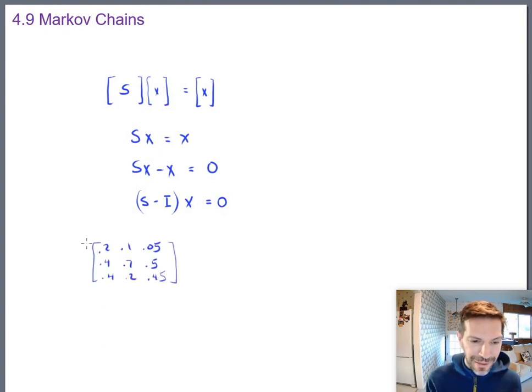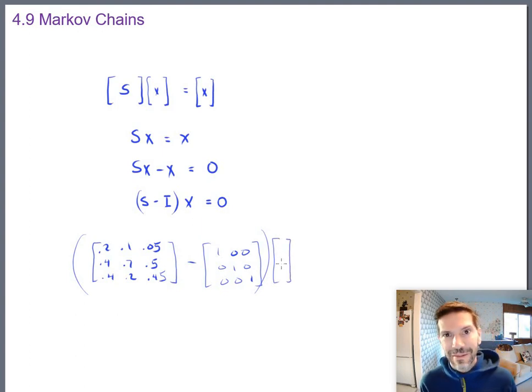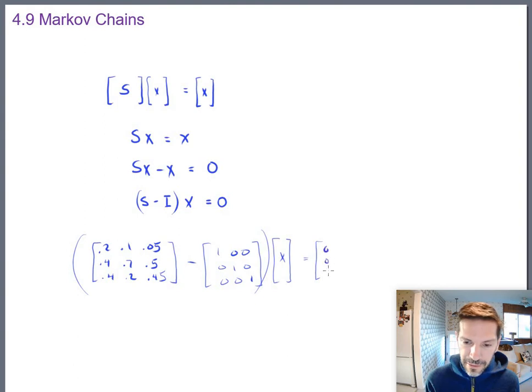Okay, there was our sunny, cloudy, rainy stochastic matrix. So there's S minus an identity matrix, 3 by 3 in this case. All that times our unknown steady state vector. And we know what it is in this case because we ran it through the calculator a bunch of times, but in general we're trying to solve for this steady state vector, these 3 numbers that would be in here. And that would equal the 0 vector. Maybe I should emphasize there's going to be 3 numbers in here. Okay.